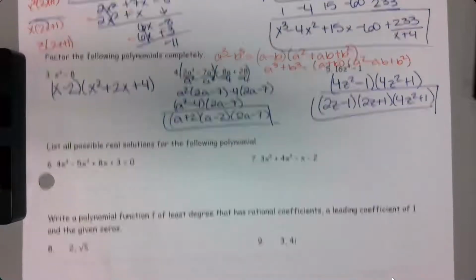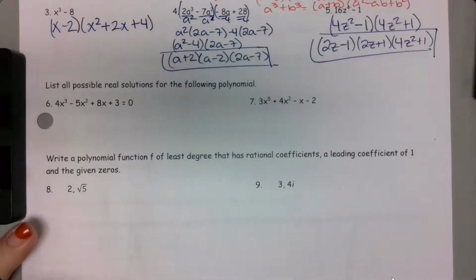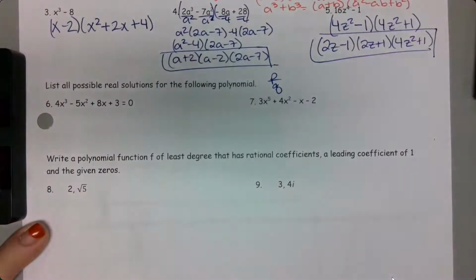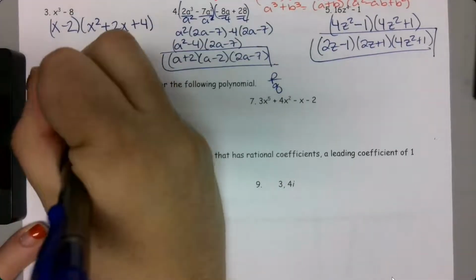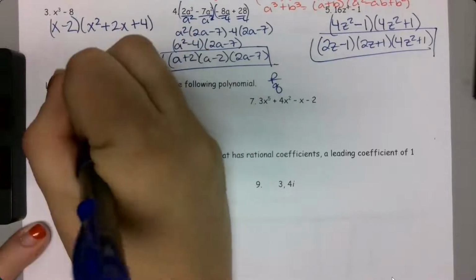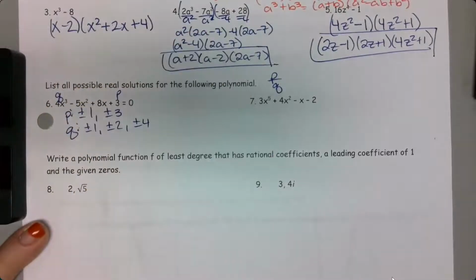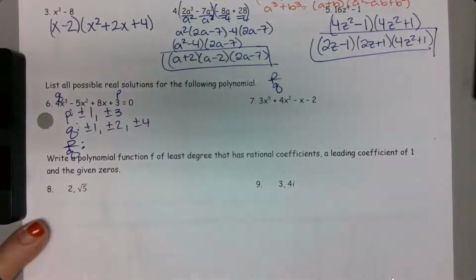Okay. Number 6 and 7 want me to list all the possible real solutions for the polynomial. Remember, this is p divided by q for all of my factors. P is my n term, q is my leading coefficient. So I'm going to start off by listing out all of my factors of p. This is just 1 and 3. Then I'm going to list out all of my factors of q, which is 1, 2, and 4. I want to go for all of my possible factors.